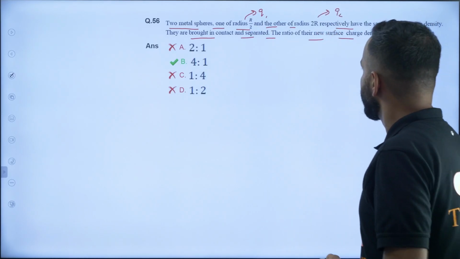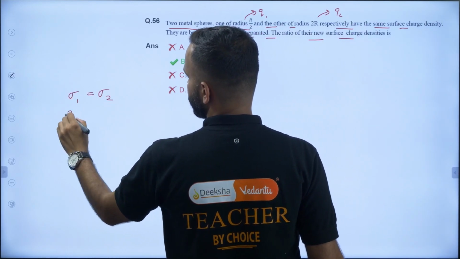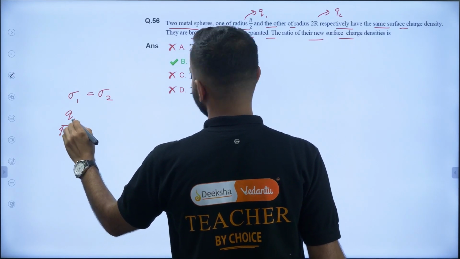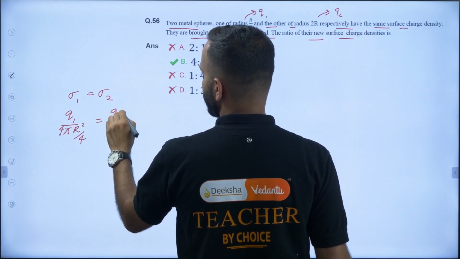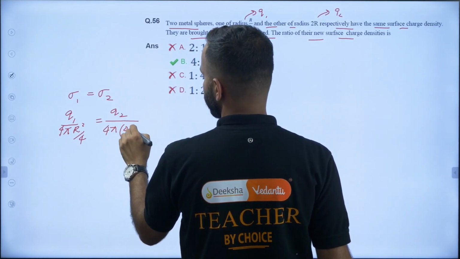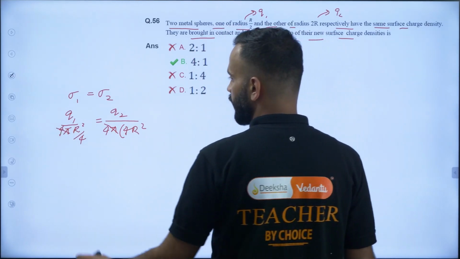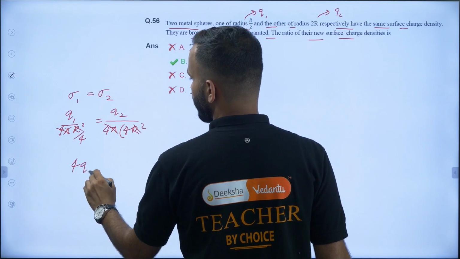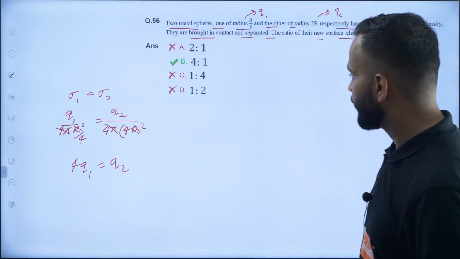Okay, so here sigma 1 is equal to sigma 2, right? That is Q1 divided by 4 pi r square by 4 is equal to Q2 divided by 4 pi 4r square, right? So 4 pi will get cancelled, and r square will get cancelled, isn't it? So 4Q1 is equal to Q2.